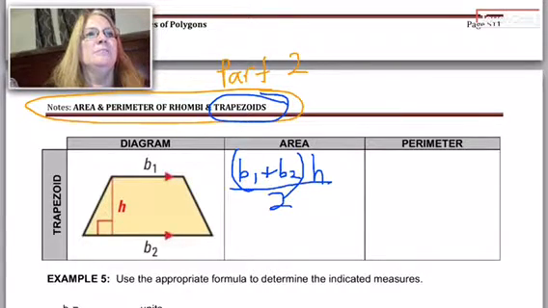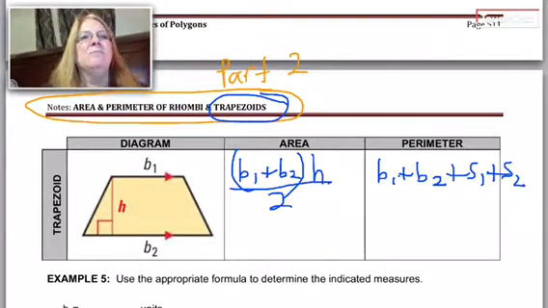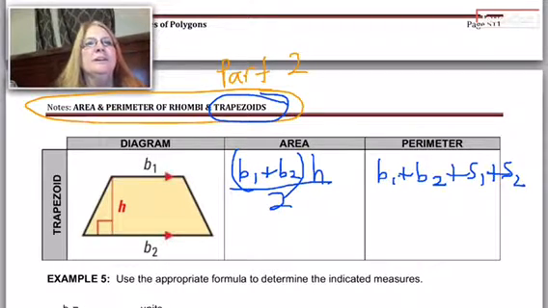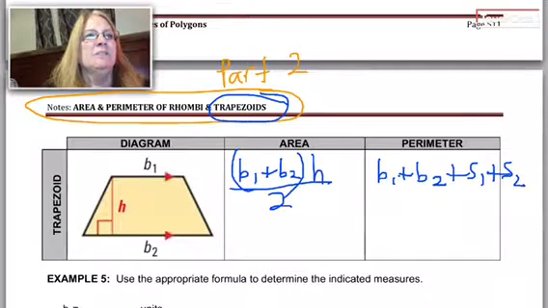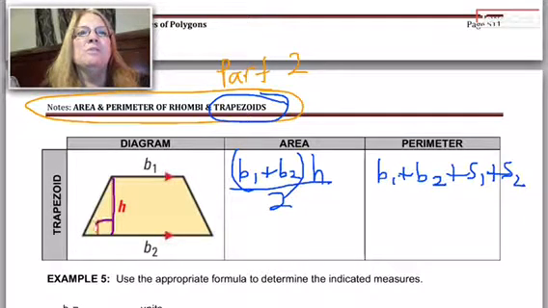So you add up base 1 plus base 2 plus side, or leg, 1 plus side 2. In other words, you're just going to add up all the sides of your trapezoid. Okay, now keep in mind this H, this height, this is the one we have to be careful of. We need a height and it needs to be perpendicular to one of the bases.